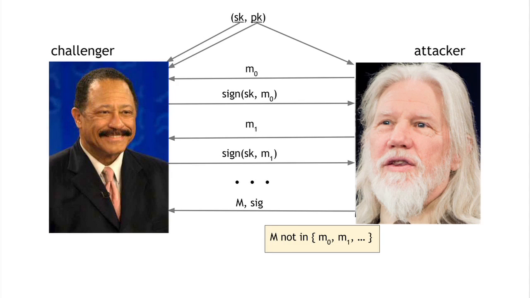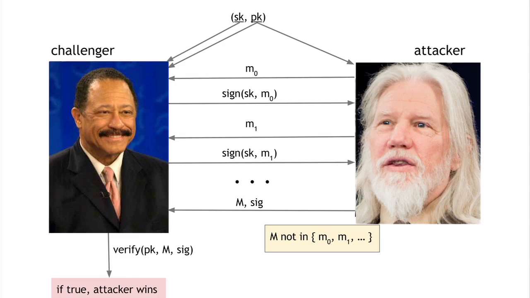I mean, we sent him a valid signature on M0 earlier. So he's going to pick some other message that he hasn't seen a signature for already, and he's going to send over what he claims is a signature on that message. And then the question is, can he succeed? So the challenger is going to run the verify algorithm, use the public verification key, the message, and the signature that the attacker provided, and check whether it verifies. And if it does verify, if this returns true, then the attacker wins. The attacker has forged a message.